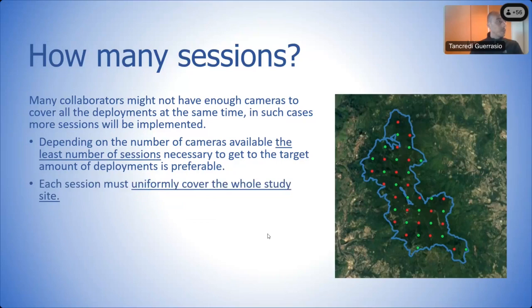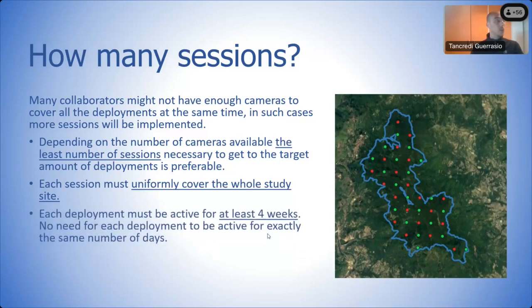So as you can see here in this example, which is from a study site we have here in Tuscany, 40 camera points were deployed in 2 sessions of 20, using 20 cameras per session. As you can see, each session, shown by green dots and red dots, is uniformly spread over the study site. So this means you can't first monitor the northern part and then the southern part, but we want each session to uniformly cover the whole study site. This is very important.